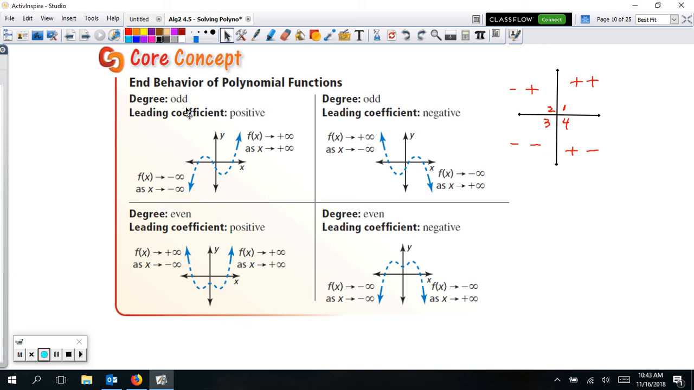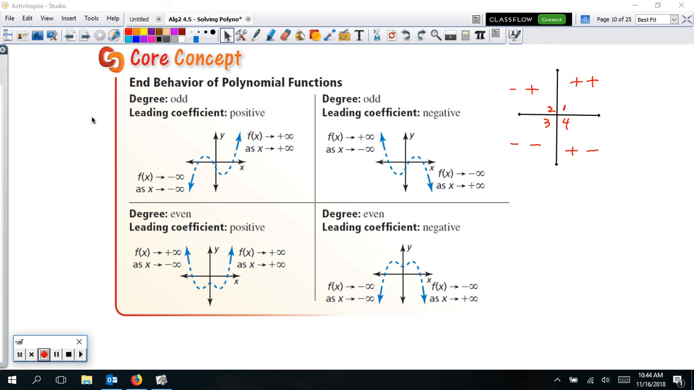If the leading coefficient... well, I guess if the degree is odd, then it's going to be one arrow up and one arrow down. But if the degree is even, then the arrows are both pointing in the same direction.